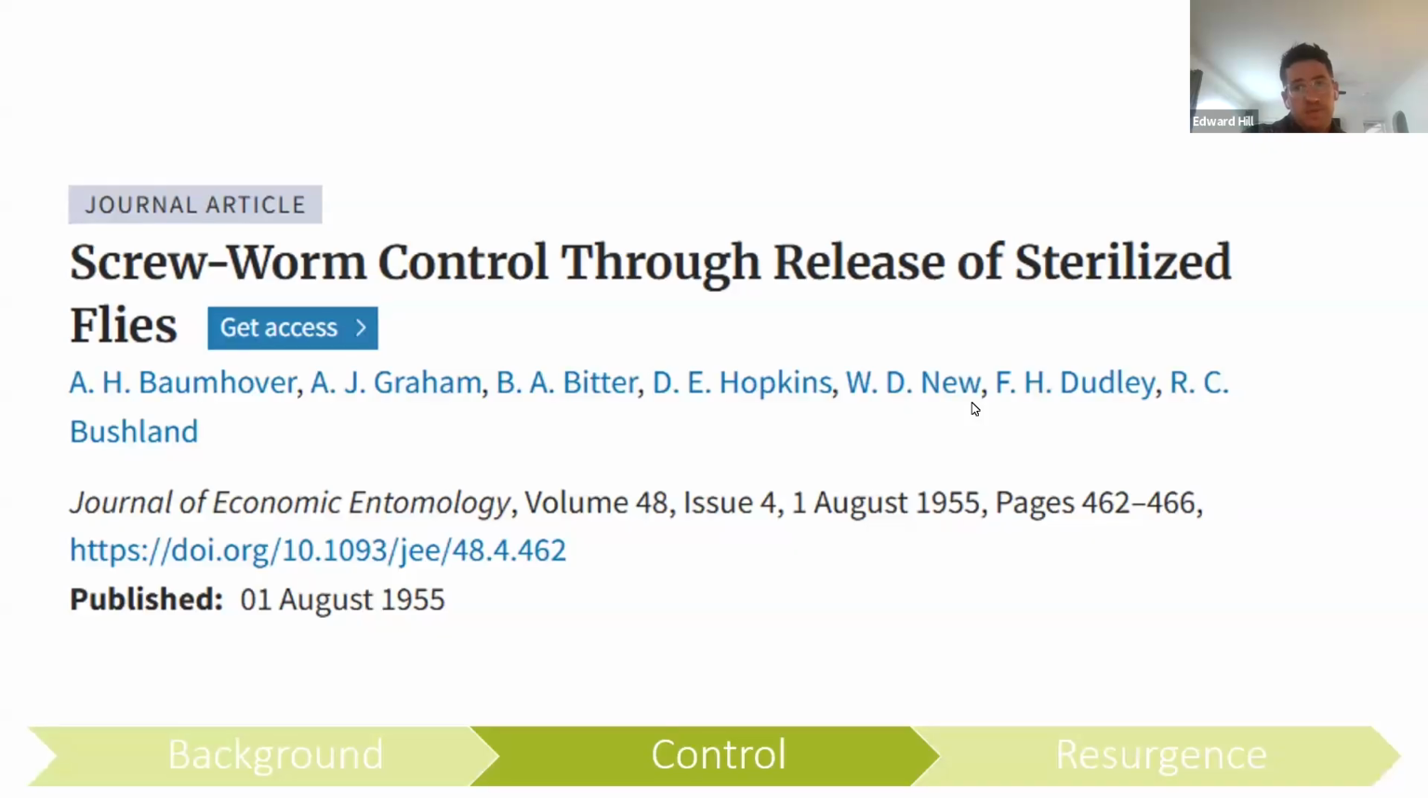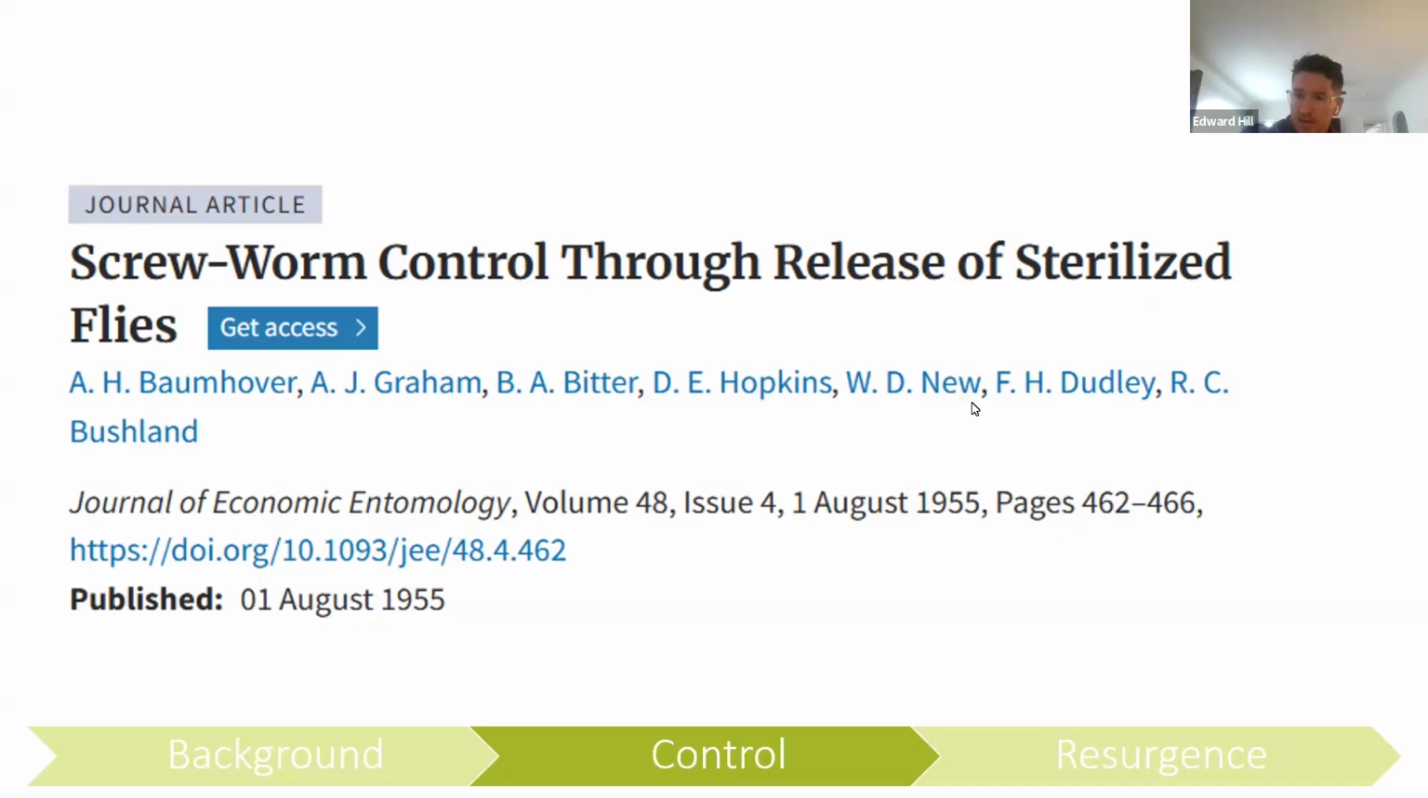So the first field trial occurred in Curacao, which is an island in the Caribbean. It was chosen because, first off, it has screwworm. Second off, it's geographically isolated. And so what they did is they released all these sterile flies onto the island. They released them at a ratio of about 10 to 1. So, 10 sterile males per one wild type male.